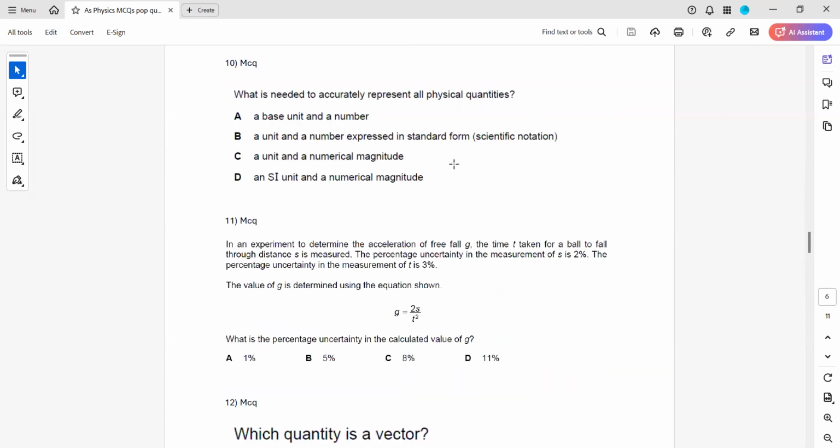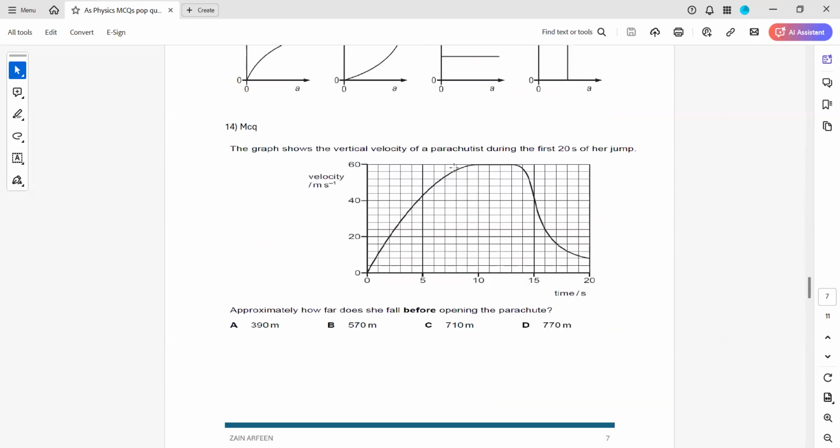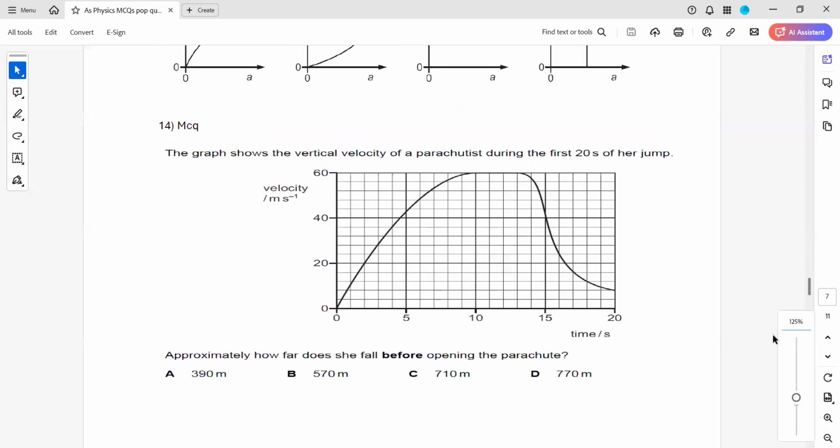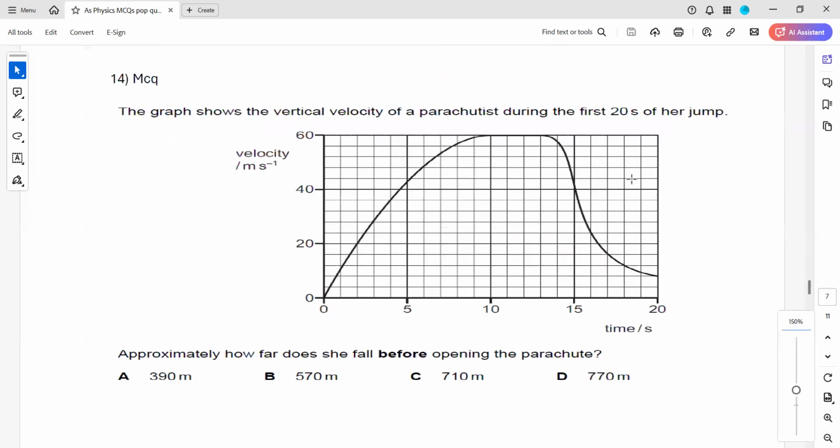Then question 14. In question 14, the graph shows the vertical velocity of a parachutist during the first 20 seconds of her jump. Approximately how far does she fall before opening a parachute? So we have to first mark a point where she opens a parachute. At which point does she open the parachute? You can annotate on the screen to mark the point, on this graph.